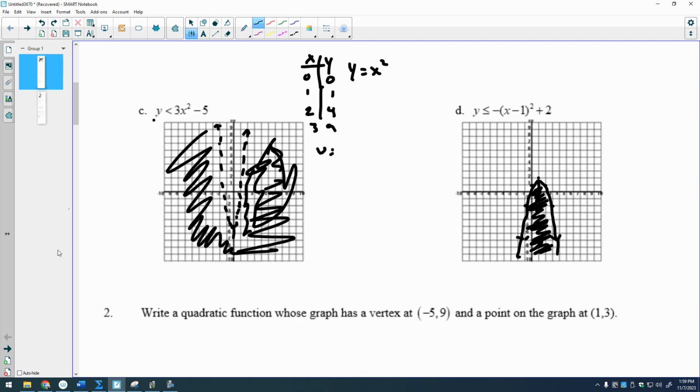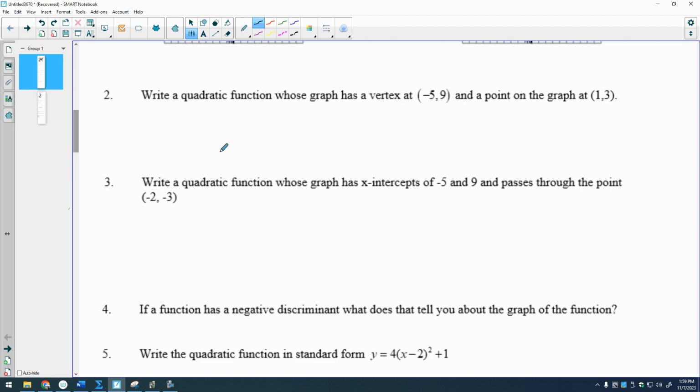Okay. Question 2. Write a quadratic function whose graph has a vertex. So I'm looking at vertex form. So I know it's going to be y equals a times something squared plus or minus something. Has a vertex at -5, 9. If my vertex has a -5 x coordinate, then what's inside the parentheses is +5. Don't forget the squared. That's what makes it a parabola. That's what makes it quadratic.